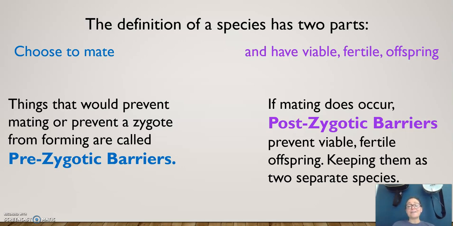Things that would maybe prevent two individuals from mating are called pre-zygotic barriers because they don't make a zygote. So one example is geographic isolation. They may be on different continents, and therefore they don't ever get to choose to mate. And then you have post-zygotic barriers, and in post-zygotic barriers, that's if two individuals do mate, what are some reasons why their offspring may be sterile or not fertile, or maybe not viable, or that maybe they don't have offspring at all. So those are going to be your post-zygotic barriers. And if you're not making viable, fertile offspring, then you can't have a hybridizing of these two species.